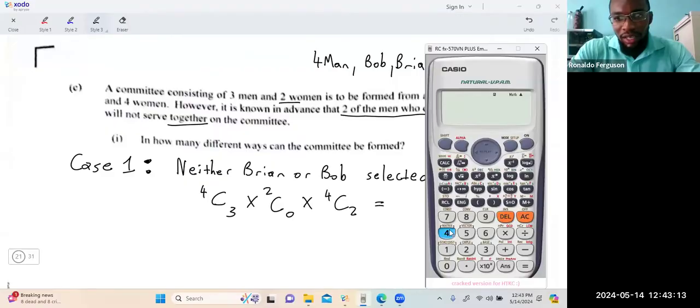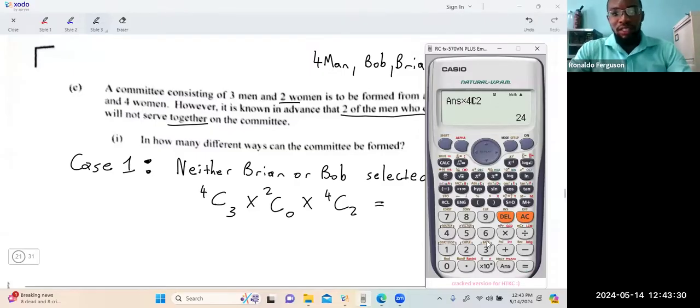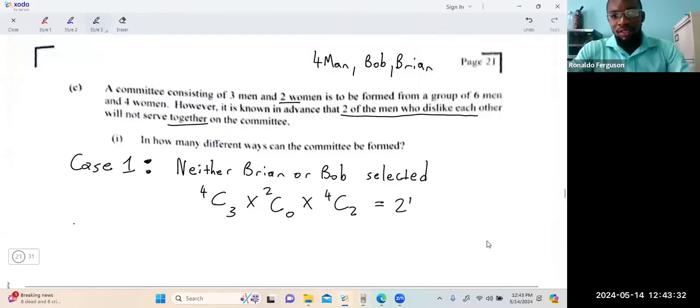And then we'll put this in the calculator. 4 choose 3 times 2 choose 0 times 4 choose 2. There are 24 ways this can be done. 24 ways. That's case 1.